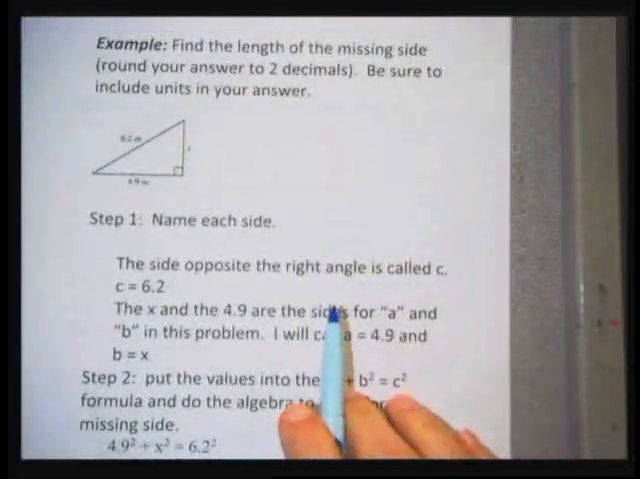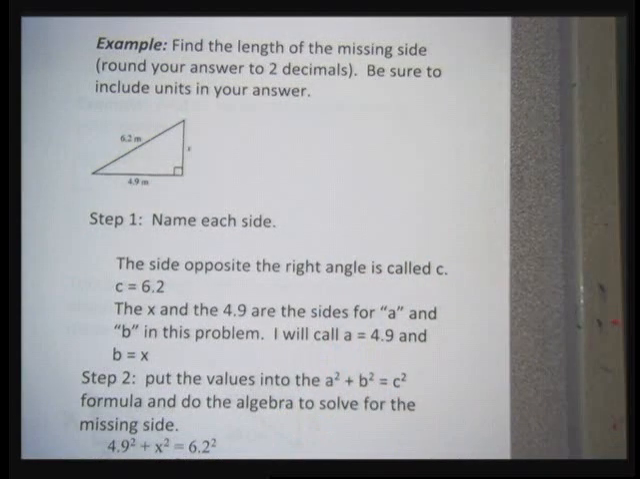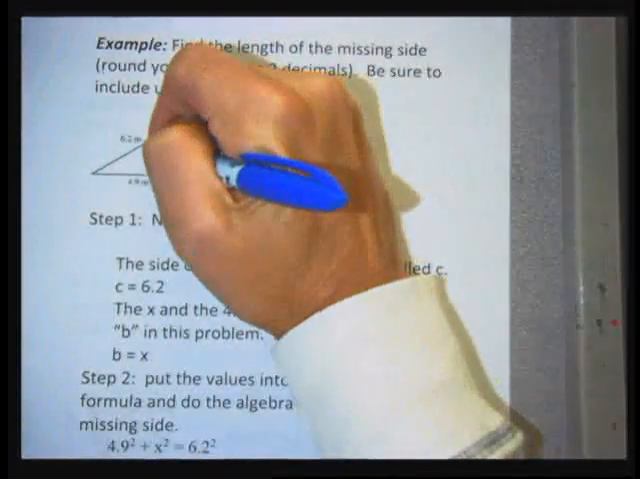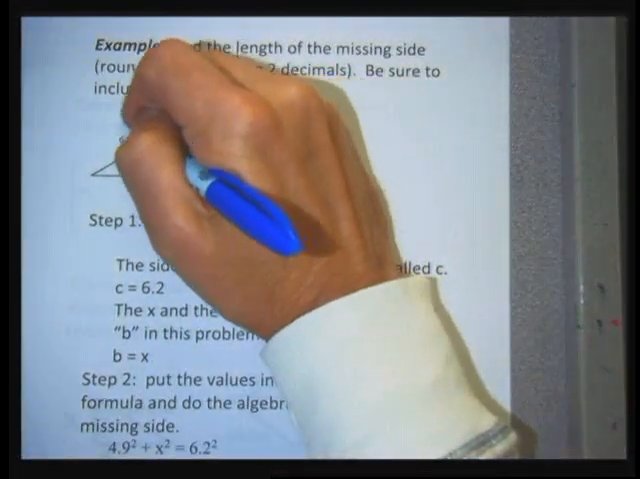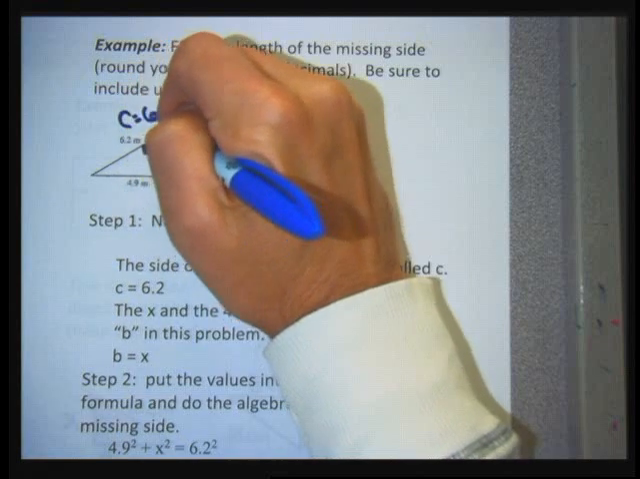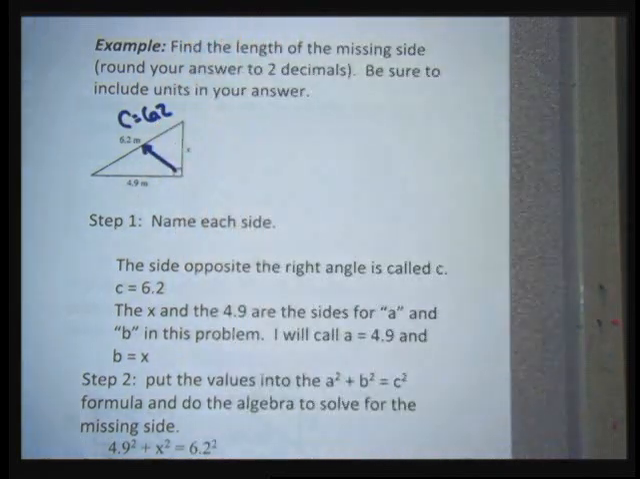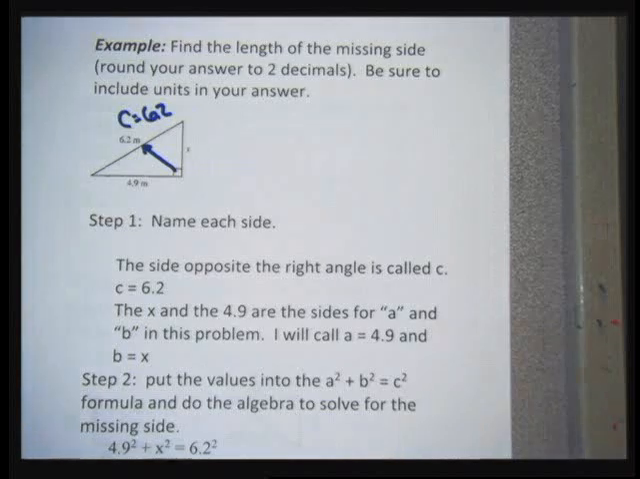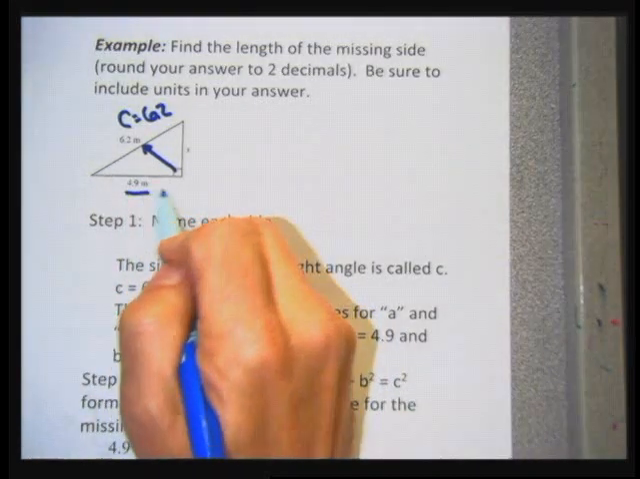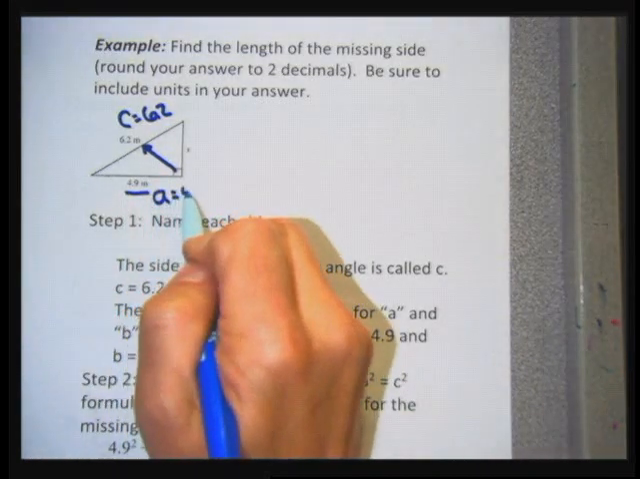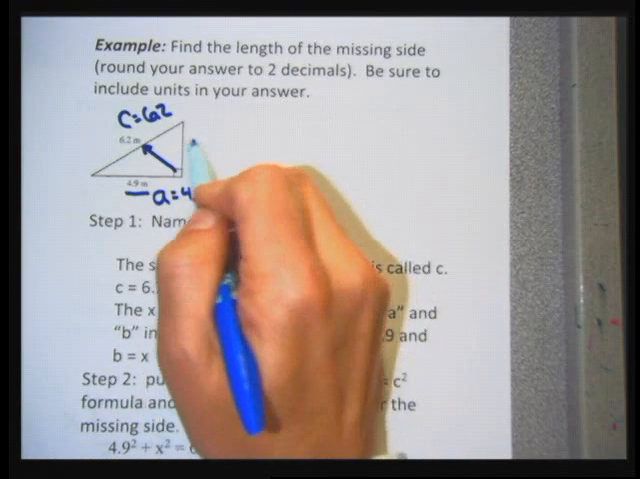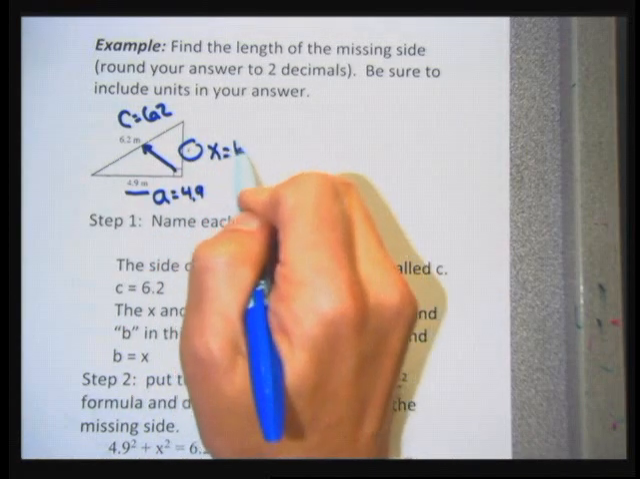Okay, in the next example, I'm given a right triangle that's oriented a little bit different. And the sides are in meters. The m is in meters, and I'm told to round to 2 decimals. So I'm going to label my sides. The side opposite the right angle has to be the c. So my c is going to be 6.2 meters. And the a's and the b's are interchangeable. I wind up calling this an a. So I'm going to call a equal to 4.9. And this side, the x, I'm going to call equal to my b.